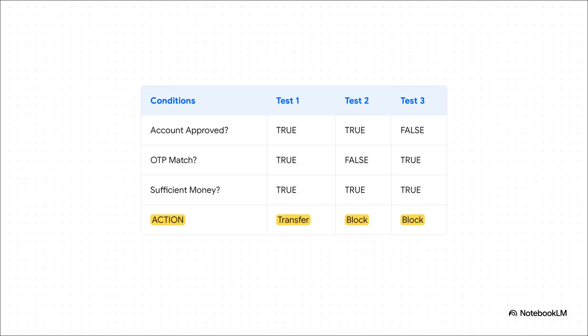Just imagine you're transferring money in a banking app. There are multiple conditions, right? Is the account approved? Does the one-time password match? Is there enough money in the account? This table maps out every single one of those scenarios. In test 1, everything's true, and boom, the transfer works. But look at test 2. The OTP fails, and the action is to block the transaction. This table is like a cheat sheet to make sure no combination ever gets missed.